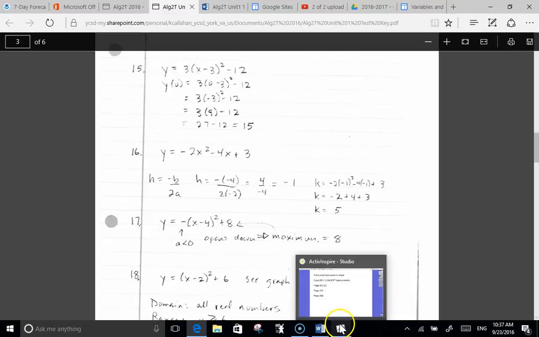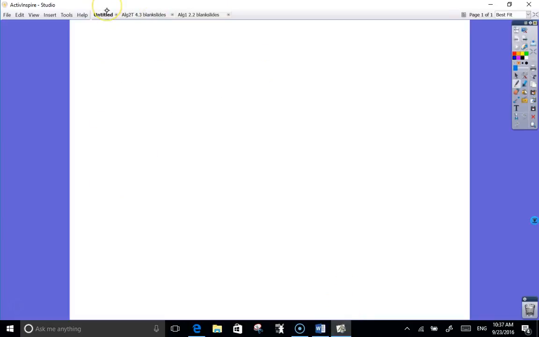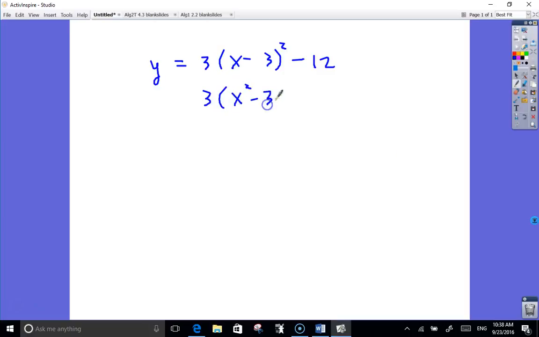Let me go here, and I've got a pen going. So it was like this: y equals 3 times x minus 3 squared minus 12. Okay? So if you're going to do it the other way, it has to look like this. Then I do the x minus 3 times x minus 3. If I do that, the 4 terms that are generated are like this.